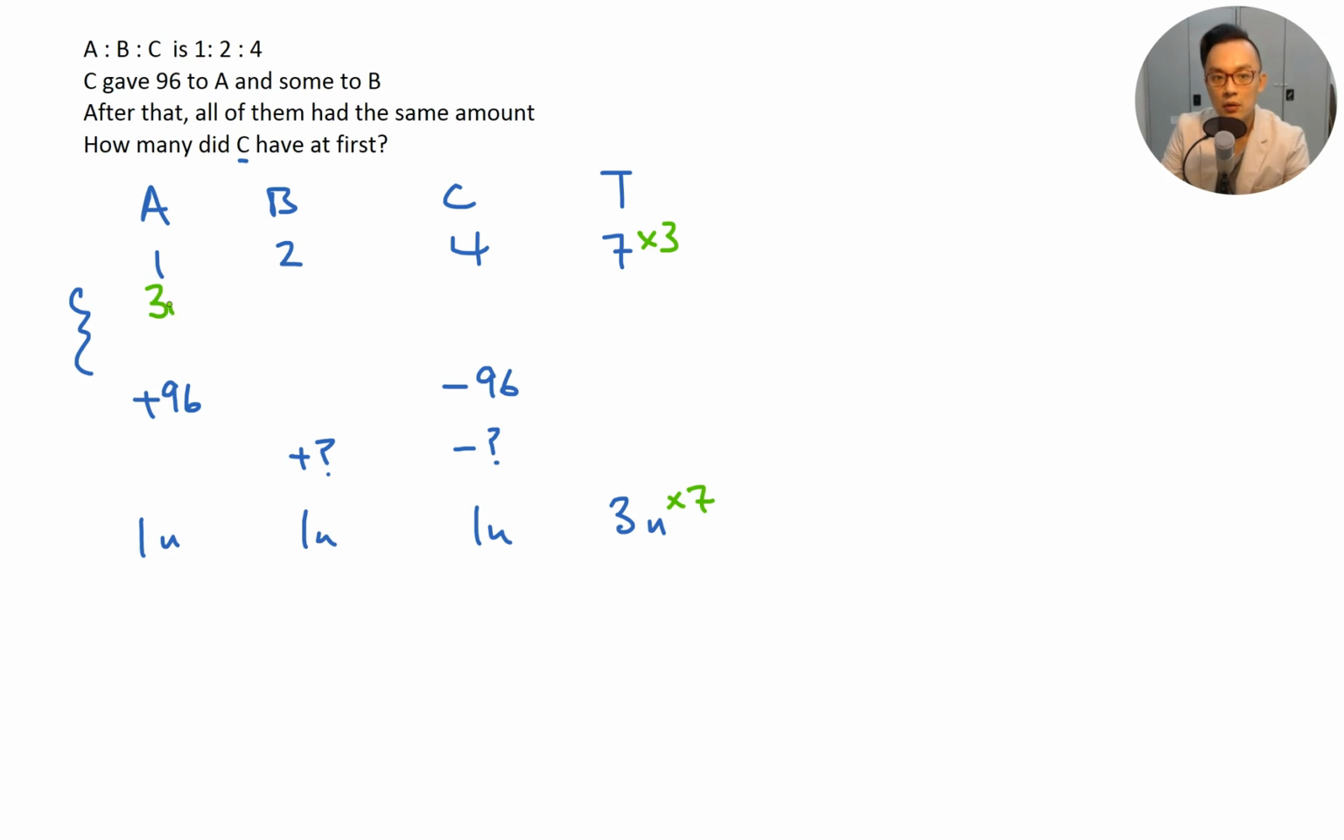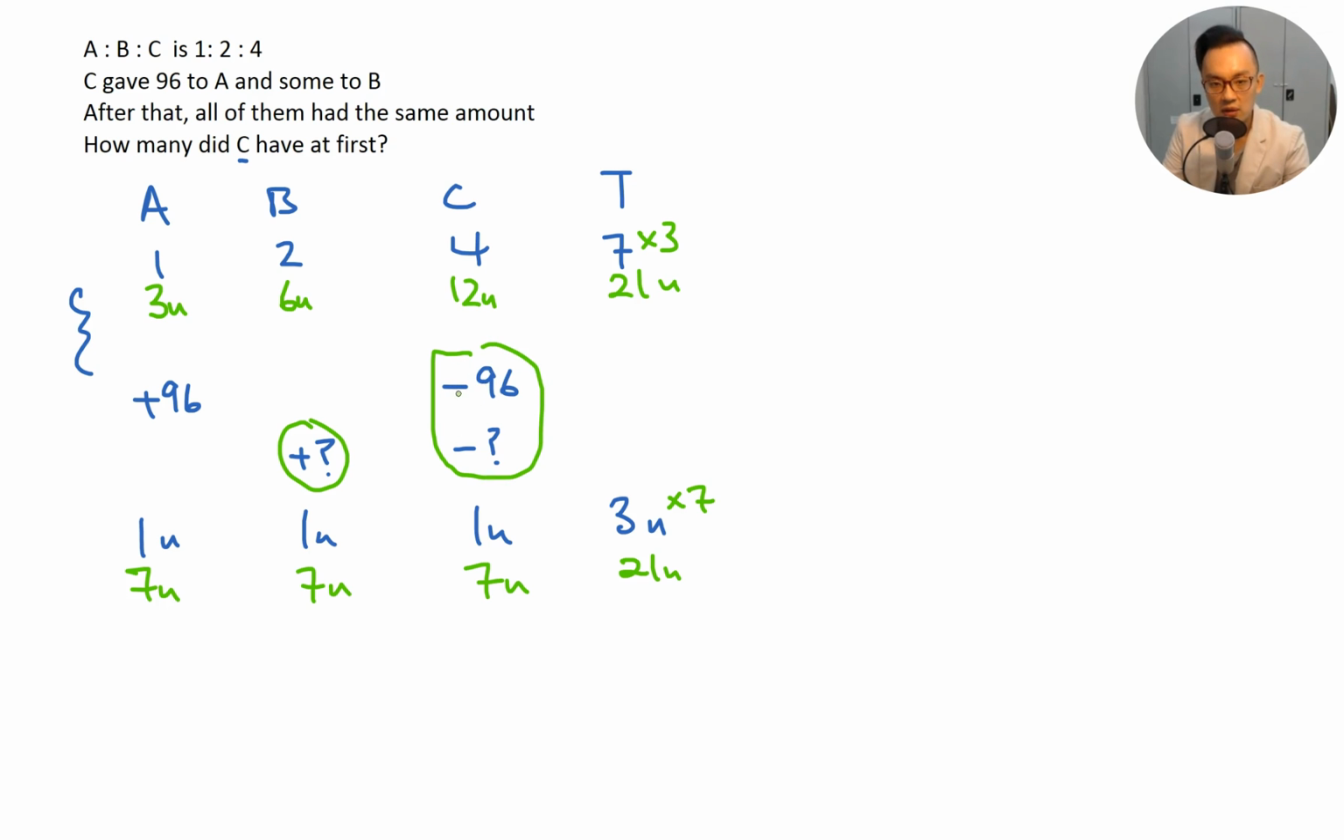So this becomes 3U, 6U, and 12U. And this becomes 7U, 7U, 7U, 21U. All right, and I've made them the same. So I have 3 people I can look at. So I have 6U to 7U, which is a question mark. I have 12U to 7U, which is 96, and a question mark. I don't want to deal with question marks because I don't know what is it. But I have 3U, 7U, and 96 in between, so that's the easiest one to work with.